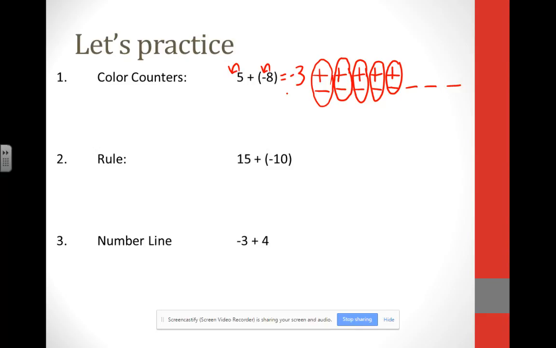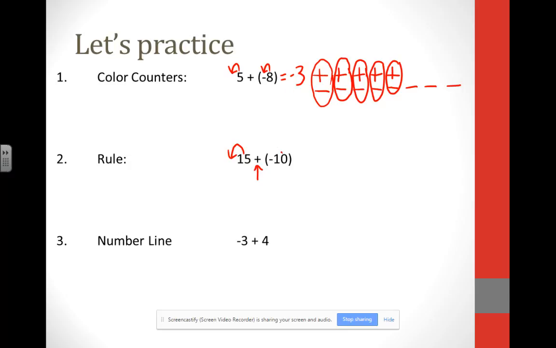Looking at number 2, we're applying the rule. Again, when we apply our rule, we have to think about the problem before we just immediately start working. You have to decide, am I looking at an addition subtraction problem, or am I looking at a multiplication division problem? Looking at this problem, because I see this plus sign, I know that it's going to be an addition subtraction problem. So then I have to think about my rule.